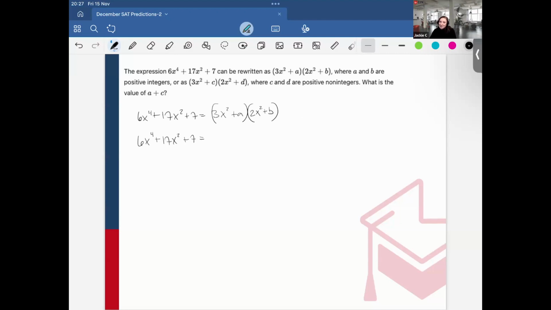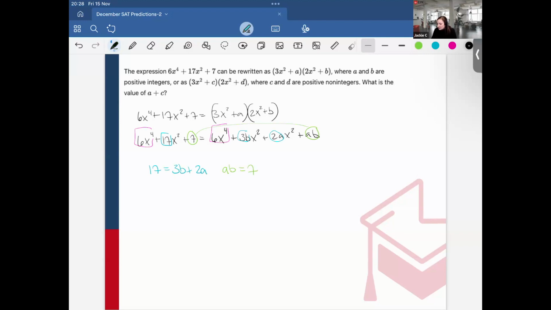I just wanted to make more room. So let's make this 6x to the fourth, expand the brackets, right? So this would be plus 3bx squared plus 2ax squared plus ab. And then looking at equation equivalences, I see 6x to the fourth equals 6x to the fourth. Looking at the x squares in front, so 17 must be equal to 3b plus 2a. And I also know that ab would be equal to 7.